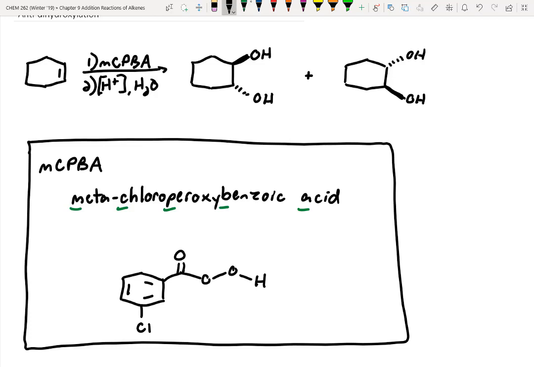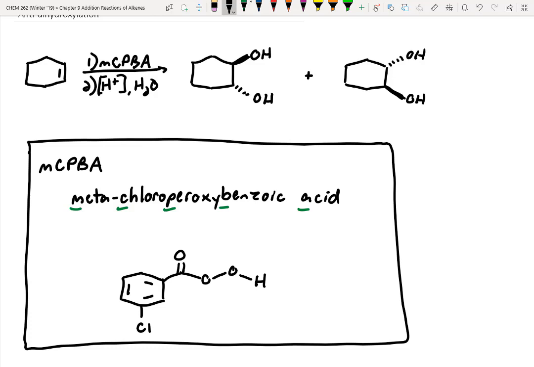Not exactly. It's good to know. For example, on the ACS exam, they'll actually give you a key with the alphabet soup and the corresponding structure. So they'll say MCPBA, here's the structure. They won't tell you what it does though. I want you to know what it does.